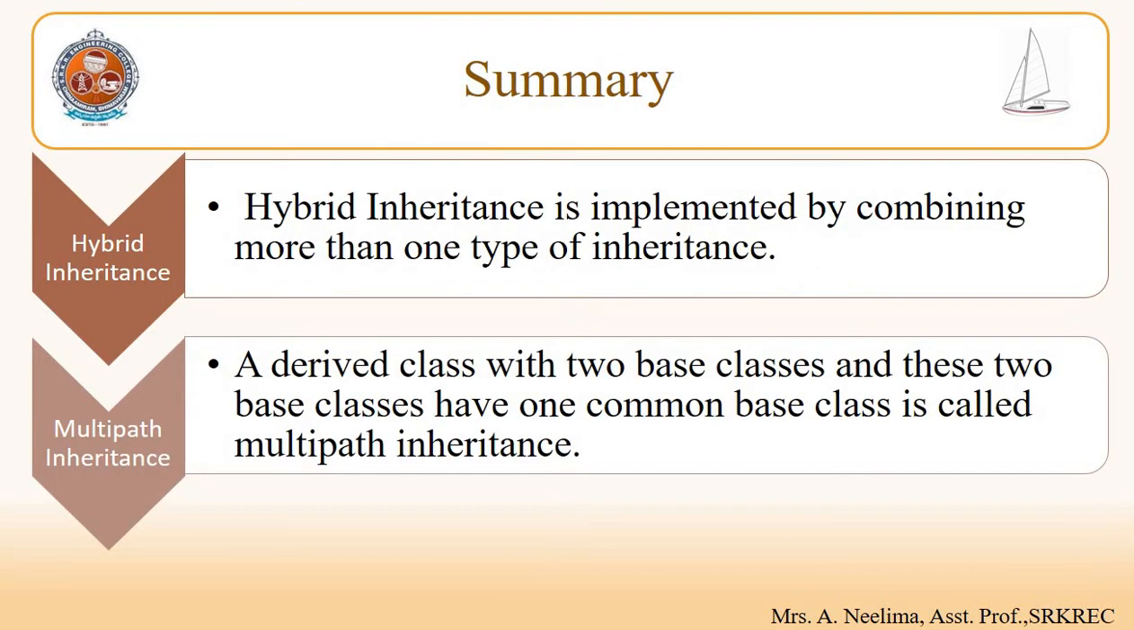These are the topics we have discussed. Let's have a quick recap on these topics. Hybrid inheritance is implemented by combining more than one type of inheritance. It may be single inheritance, multilevel inheritance, multiple inheritance, or hierarchical inheritance, whatever it may be. You can combine more than one type of inheritance. Coming to multipath inheritance, it is a special case of hybrid inheritance only. A derived class with two base classes, where these two base classes have one common base class, is called multipath inheritance.